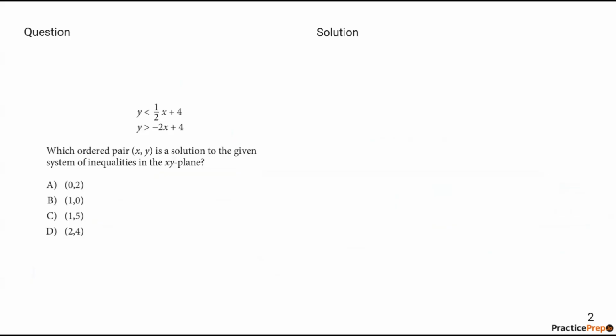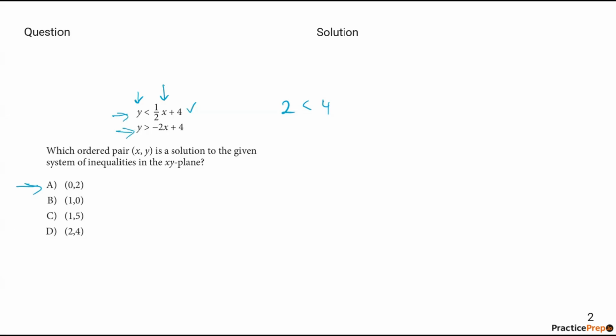Which ordered pair x comma y is a solution to the given system of inequalities? This is a common type of question on the SAT where they give you a system of linear inequalities and they ask you what could be a solution. And what you can do is you can plug them in. So let's quickly plug the first point. The first one is 0, 2. So plug 0 here and plug 2 here. You're going to get 2 is less than 4. Indeed, that is correct. So the first choice satisfies the first inequality.